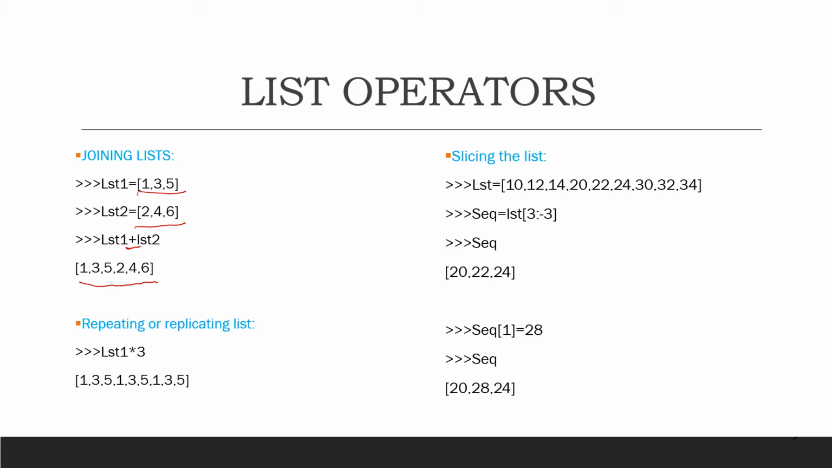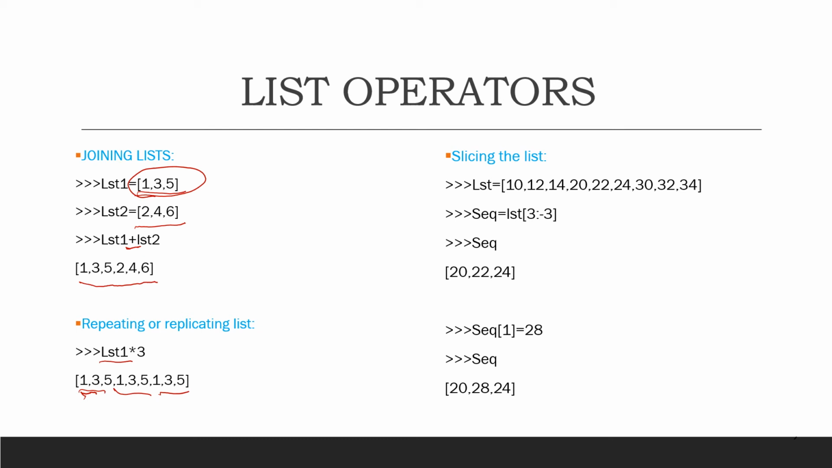Next is repeating or replicating list. This is nothing but multiplying, but in computer terms we don't use the word multiplying. We say repeating or replicating, and the symbol for this is the asterisk or star. Over here, list 1 is this 135 list itself. Using the replicating symbol, you put 3 beside it. You can put any number. I've taken 3, which means this whole list is repeated 3 times: 135, 135 and 135.